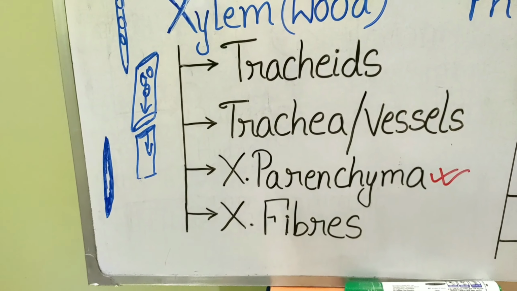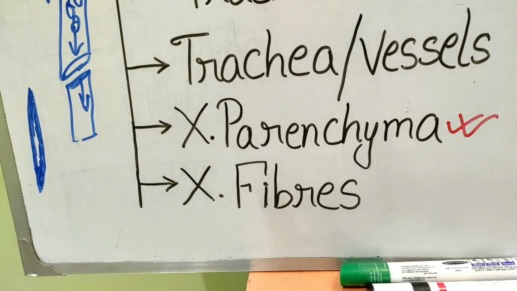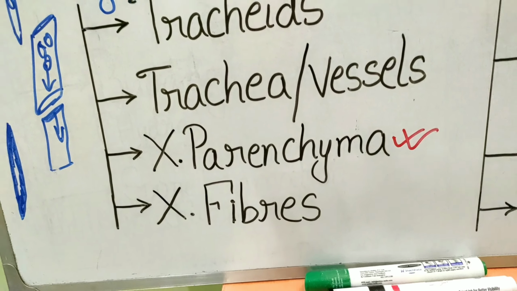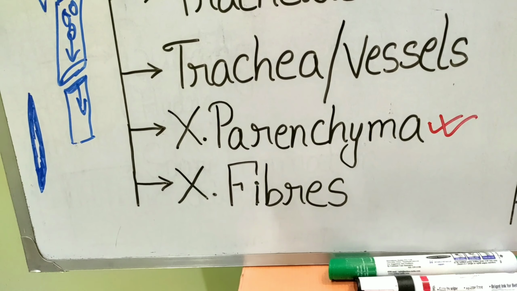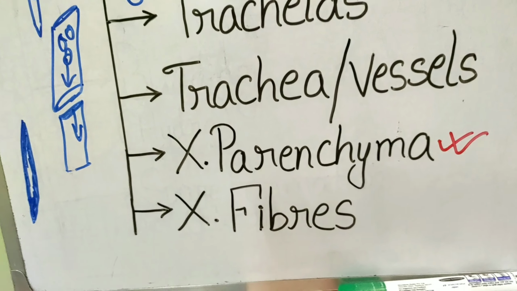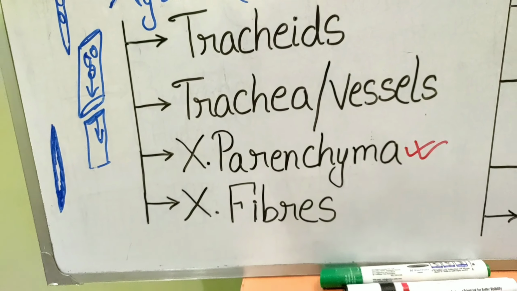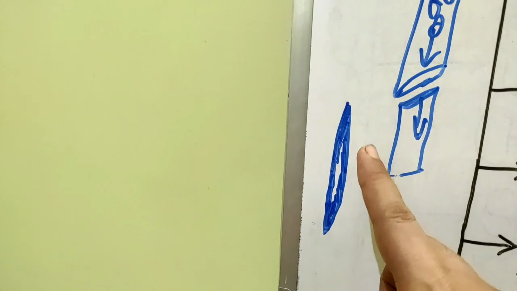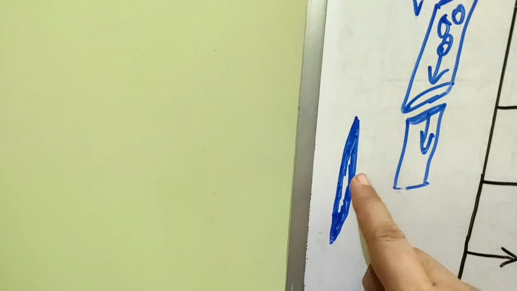And xylem parenchyma are spherical, round or oval shaped, and they help in the storage of food substances, and lateral conduction of water and minerals also takes place by means of your xylem parenchyma. And xylem fibers give mechanical strength because they are highly lignified, dead, and they have a very thin lumen in between them.